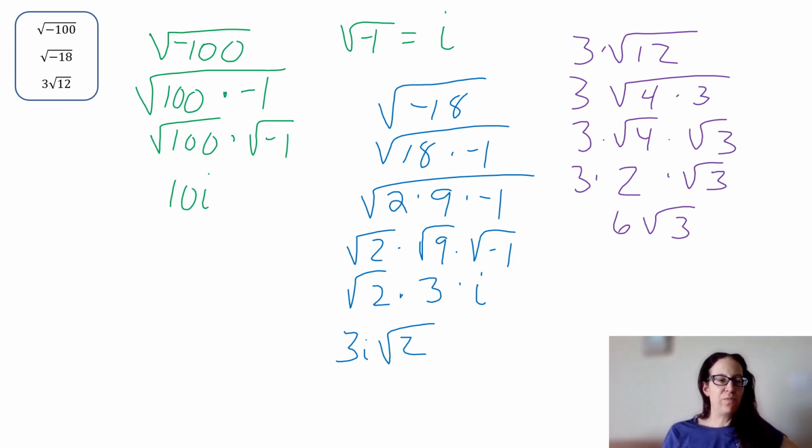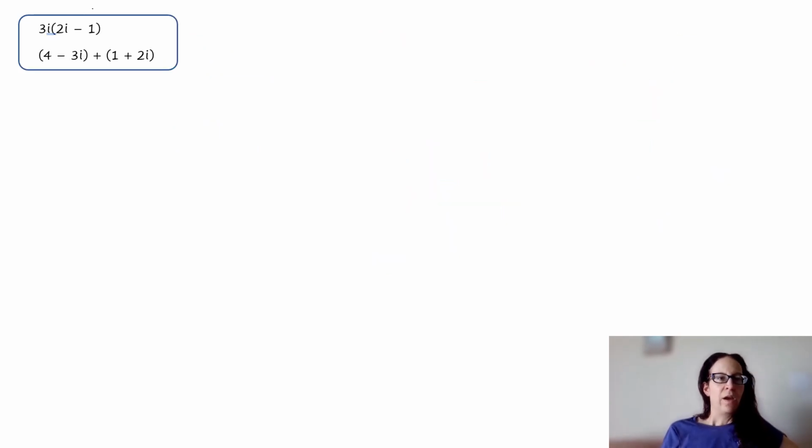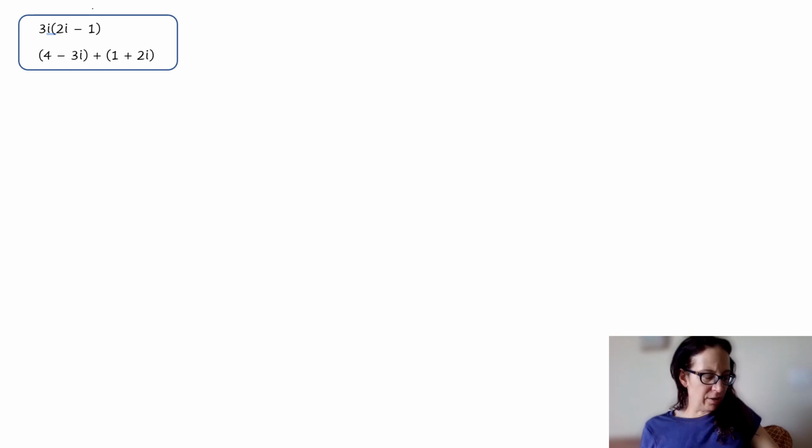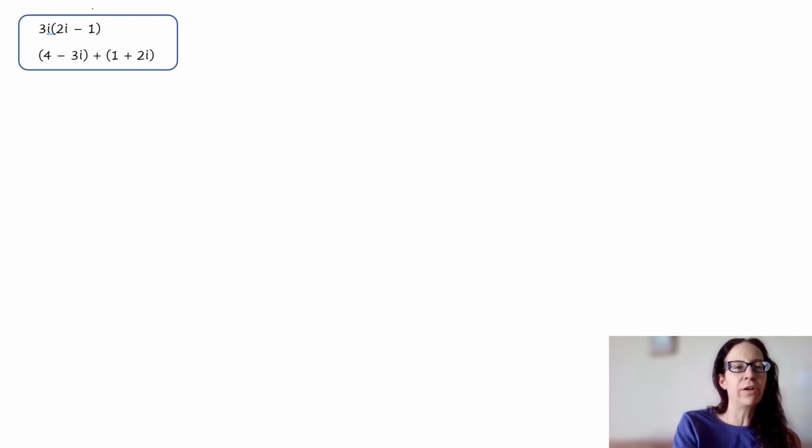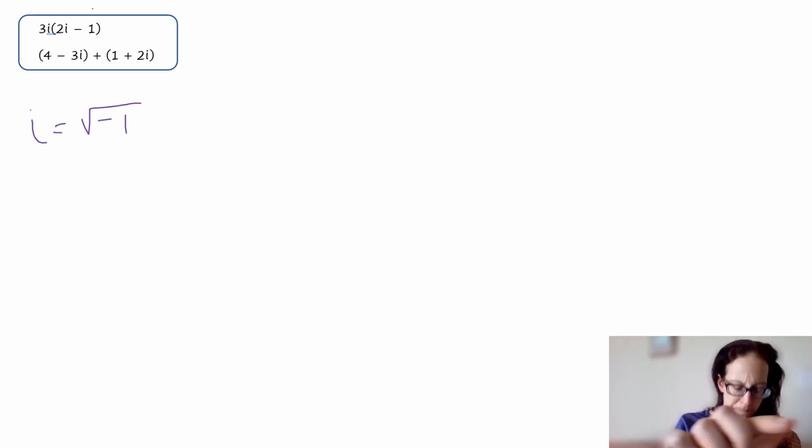Okay, so moving on. These are your operations with complex numbers. So this is dealing with your i, and we already dealt a little bit with i. We said that i is equal to the square root of negative 1.